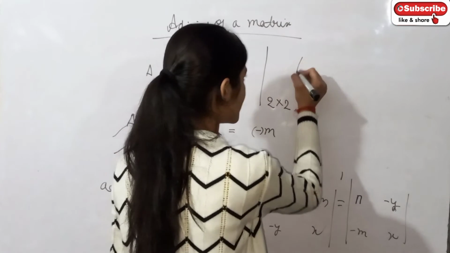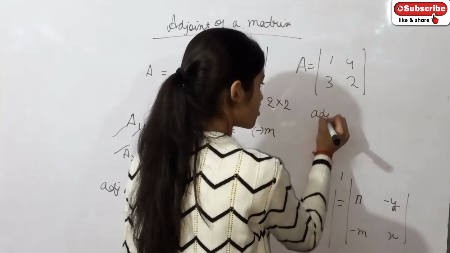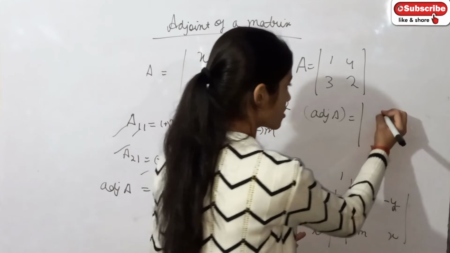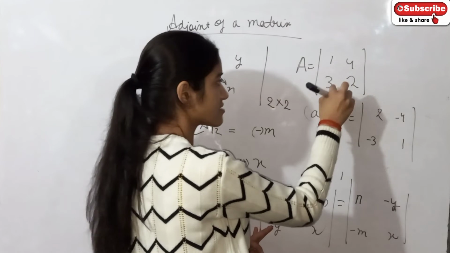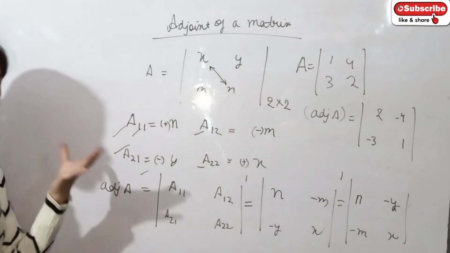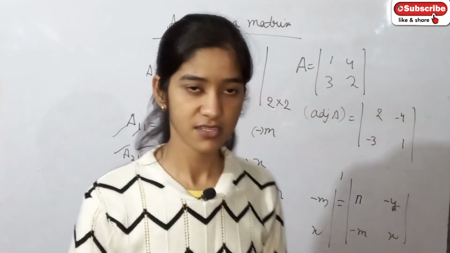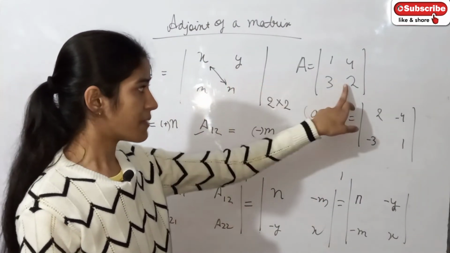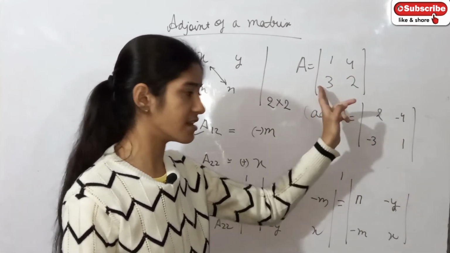So if any determinant is given, 1, 2, 3, 4, then its adjoint of A we can simplify without doing much calculation: 4, minus 2, minus 3, 1. That means exchange these two things and take the negative of these two. So we can easily find the adjoint of A. Adjoint of A is nothing but the transpose of all the cofactors of the elements which we obtained. If it is a 2 cross 2 matrix, we can easily find the adjoint by reversing the diagonal elements and multiplying a minus sign with the other two.